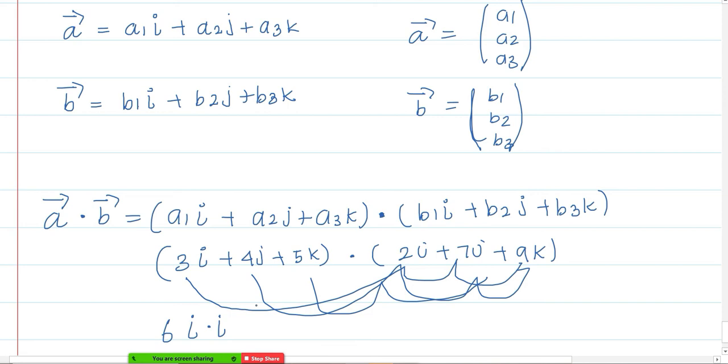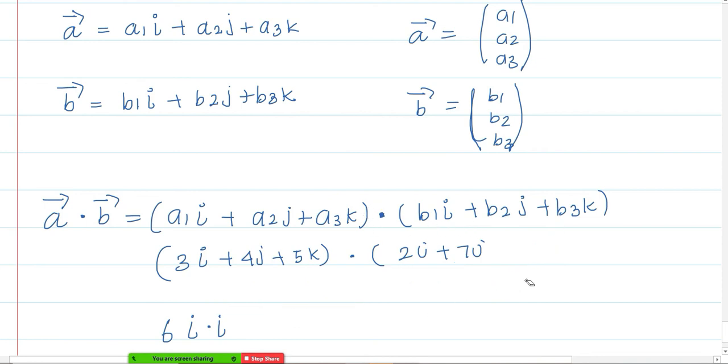Okay, remember A1, A2, A3 are just numbers like 3, 4, 5. I, J, K are all only maintaining the vector form. Same like here, B1, B2, B3 are also the constants. Now let us multiply. I'm going to take A1i, multiply with all the terms in this.